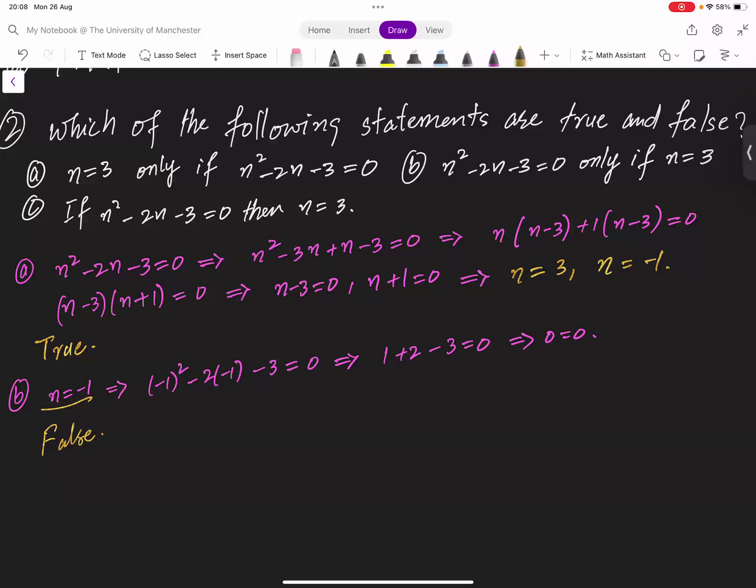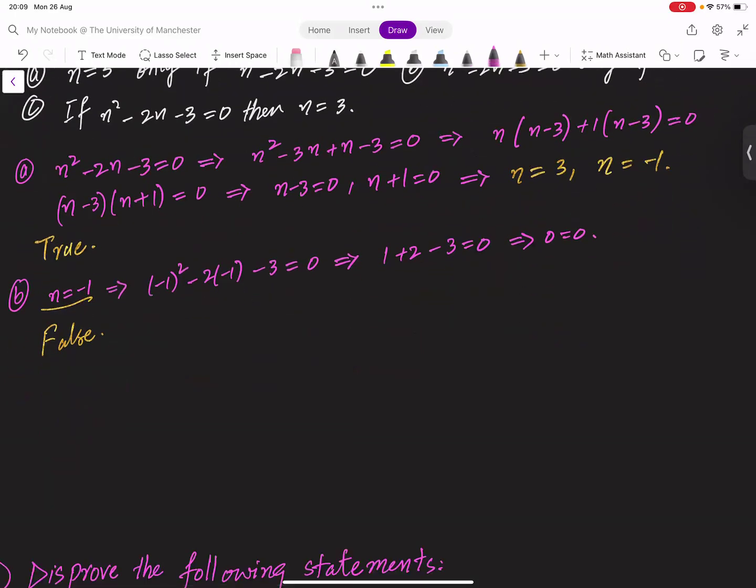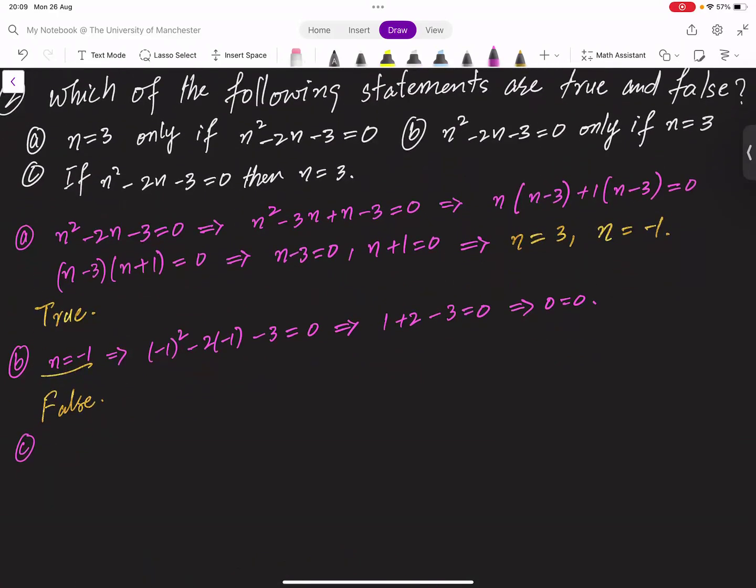Okay, right. Now the statement C. Statement C is if this equation is 0, then n is 3. Well, for that, it's not necessary again. When we solve this equation, n has two values, one this and then this. So it's not necessary that if this equation is 0, then the only value of n is 3. There is also n equal to minus 1. So false.